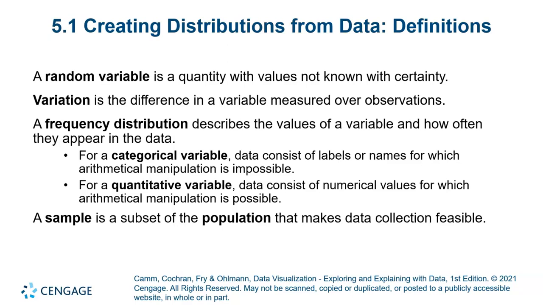A frequency distribution describes the values of a variable and how often they appear in the data. There are two kinds of data, as I told you in the learning objectives. Categorical variables consist of labels, for example names, for which arithmetic manipulation is impossible. For example, categorical variables could be male and female, or survey options like strongly agree, agree, and disagree.